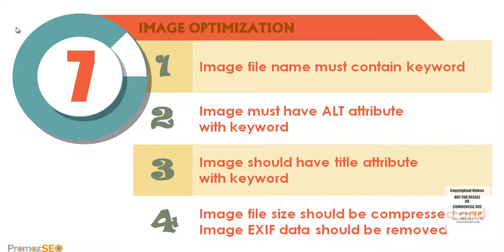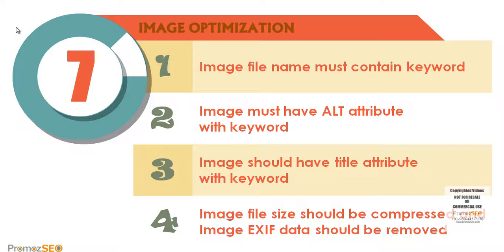Exif data means exchangeable image file format, which means this data is tied up with an image by default. So you can use kraken.io or optimizilla.com like sites, and you can remove the exif data easily, and you can compress the image file, and obviously after that you can upload the image.